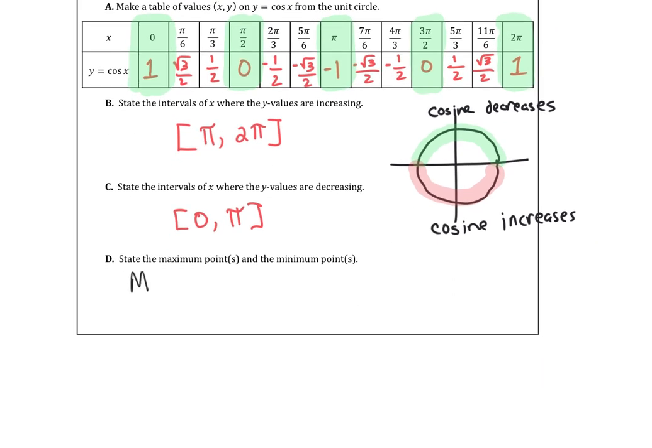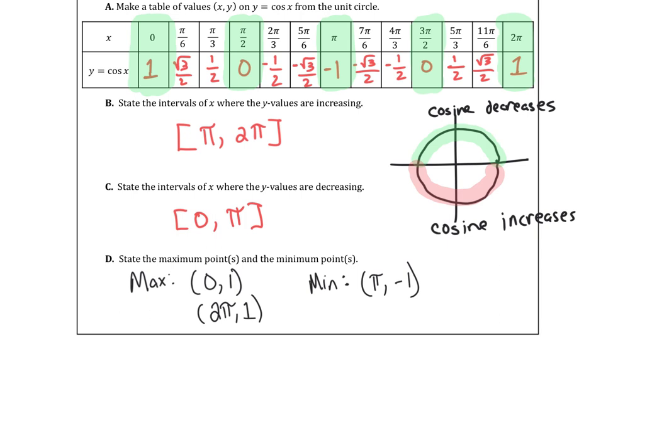So our max would simply be at (0, 1), where we start, and where we finish, which is 2 pi, and it has the same coordinate, which is 1. The minimum, which is -1, would be at pi, -1. Okay, so let's take a look at what that curve looks like here.